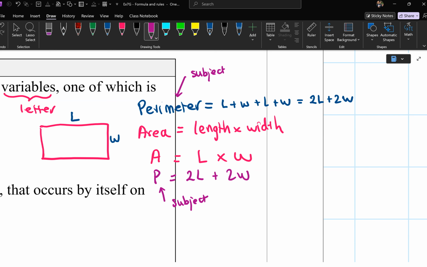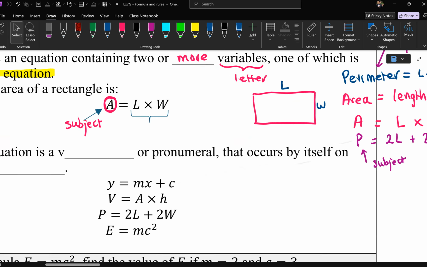Formula, notice, 2 or more letters. That's true. I've got 2 or more letters here. I've got 2 or more letters over here too. A was the subject. P was the subject. Here's a couple more examples so that you can see the pattern.